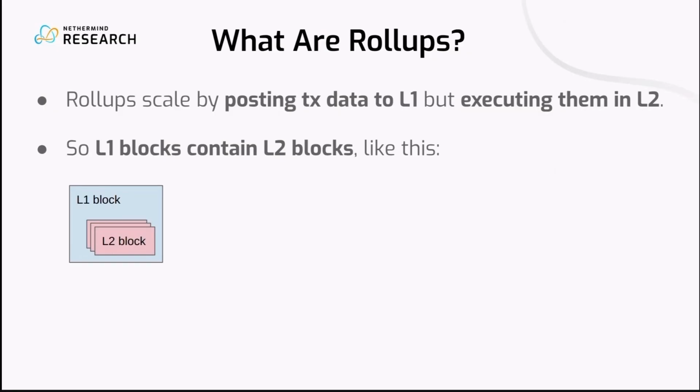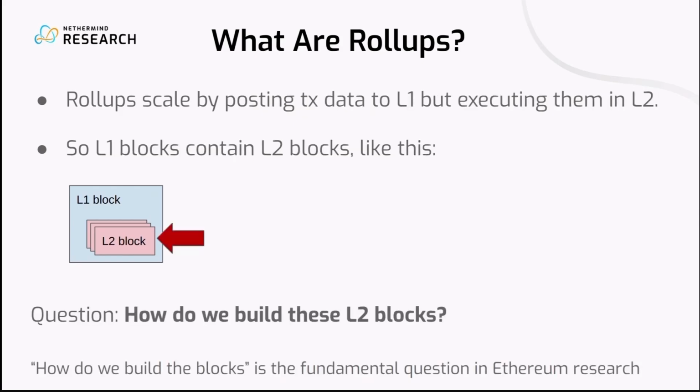So a quick recap of based rollups and preconfirmations. But before that, let's talk about rollups. Rollups scale by posting transaction data to L1, but executing them in L2. So you can think of it as L1 blocks containing L2 blocks within them. The big question here is, how do we build these L2 blocks? How to build blocks is a fundamental question in Ethereum research, and so it's only natural that even in the L2 context, this question is being asked.